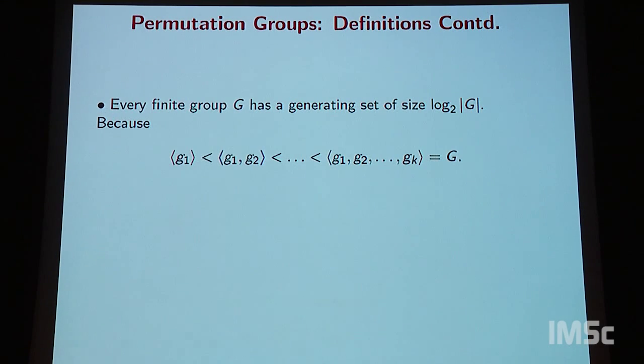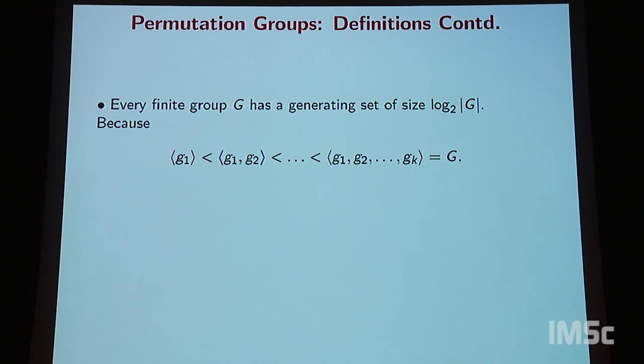So, let's get on with things. Why did I say that every subgroup has a small generating set? That's because every finite group G has a generating set of size log cardinality G to the base 2. And here is a simple argument for it.